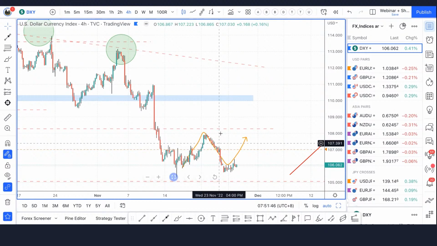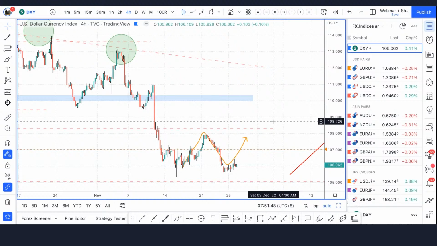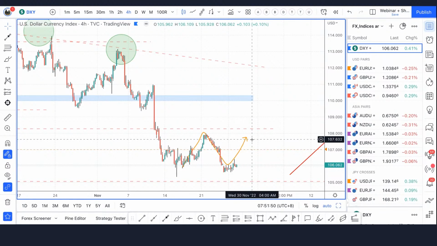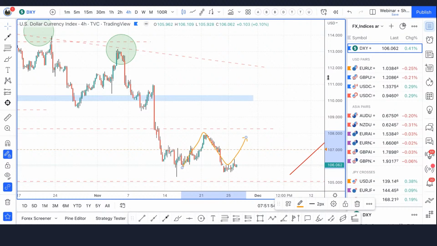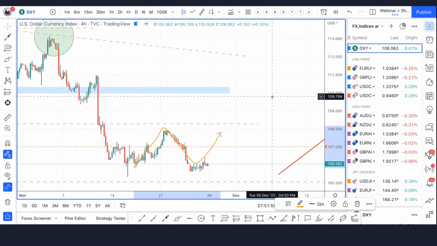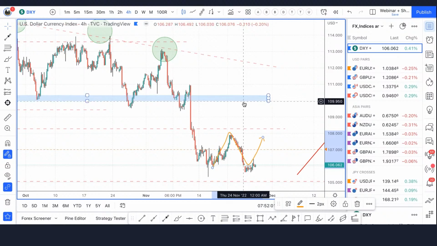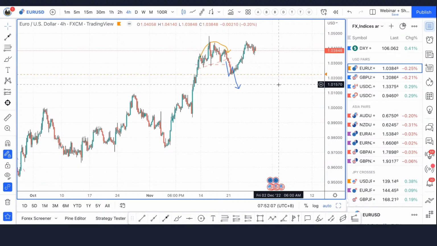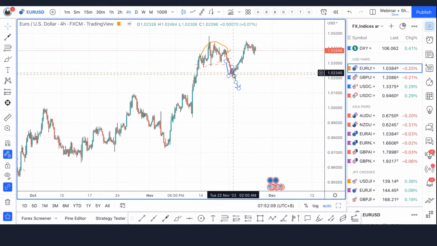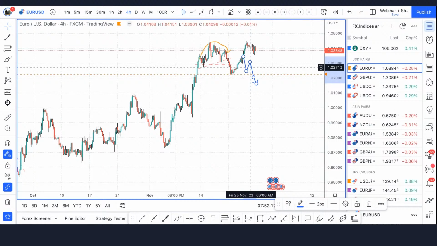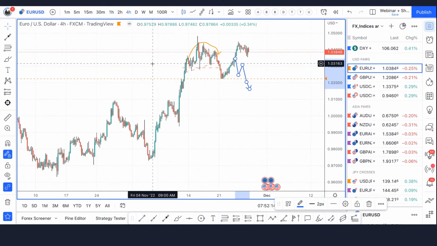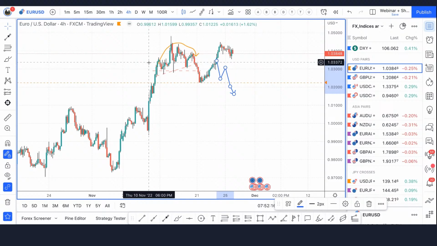So yeah, I think it might consolidate a bit for this earlier part of the week. So let's see what actually happened. Sometimes we just need to get some more information from the market before we execute any trade itself. So just a very quick overview on the pair itself. This is Euro USD.